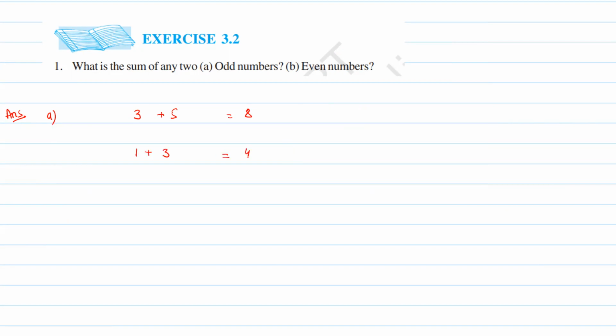8. If I have any other like 1 plus 3, what will be the answer? 4. Let's take another non-consecutive numbers. 11 plus 17. It will be 28. If I take any other, 99 plus 9. 108. So it is always an even number. Answer for A is even number.